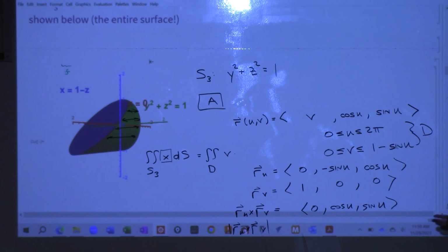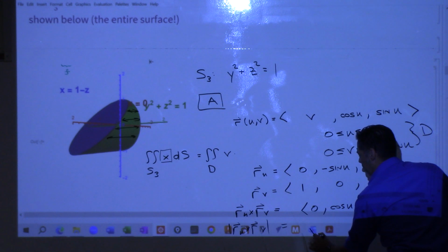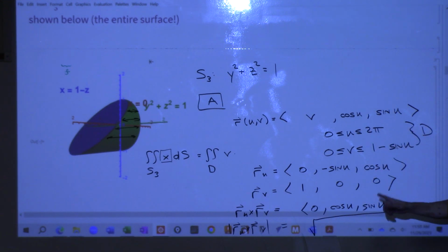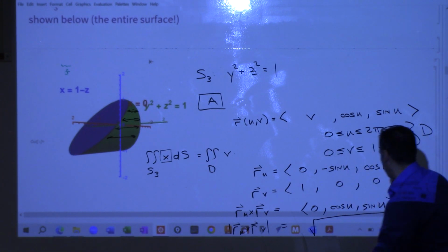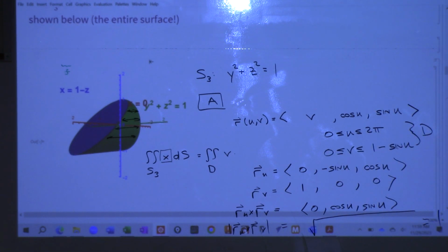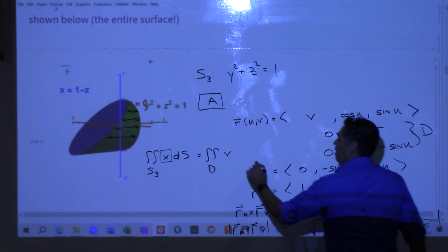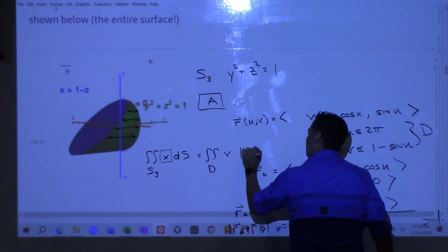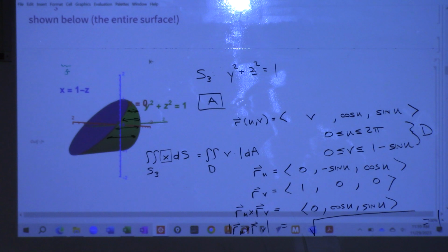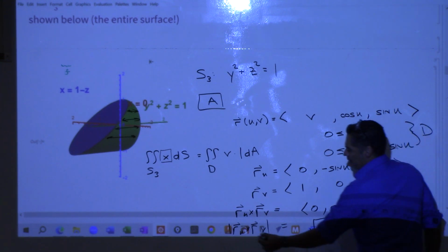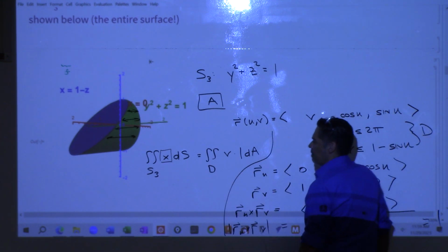All right, the magnitude of this is going to be the square root of the sum of the squares of each of those, right? 1. Beautiful. So it's just 1, right? Cosine squared plus sine squared. Okay, so that's just 1 dA then, right? 1 dA. Beautiful. Equals.